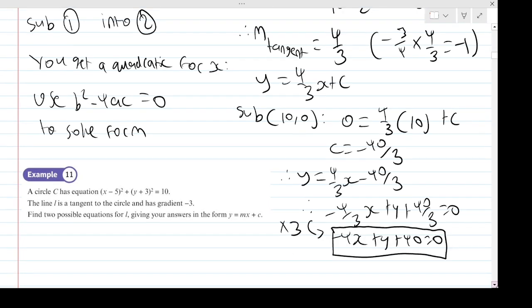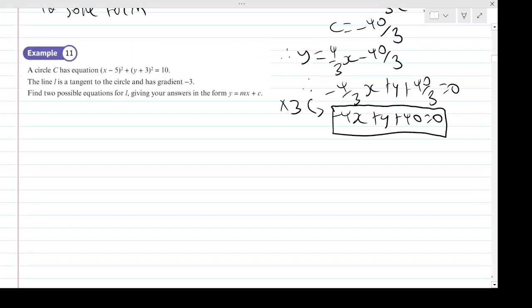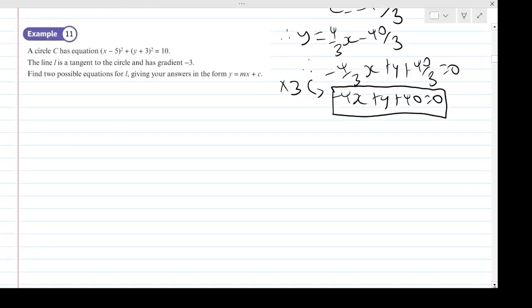Great. Okay. Let's have a look at this example then. We are told here that the circle C has equation (x minus 5) squared plus (y plus 3) squared equals 10. And by the way, it's a good idea, as an autopilot thing, to always immediately think of the centre and the radius. You can quickly spot that because they usually give the equation for a reason, often because they want you to work out the centre or the radius or both. But anyway, let's just read the question. The line L is a tangent to the circle and has gradient minus 3. Find two possible equations for L.